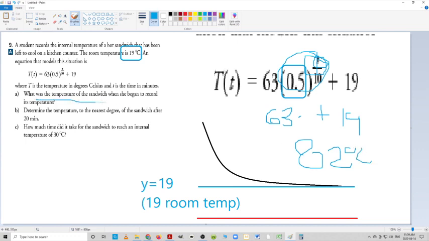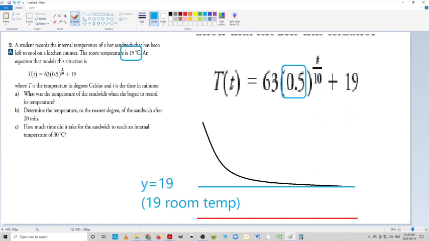So what was the temperature of the sandwich when she began to record the temperature? 82 degrees Celsius. Determine the temperature to the nearest degree of the sandwich after 20 minutes. Okay, that means we put a 20 up here. What's 20 divided by 10? It's 2. What's 0.5 to the power of 2?